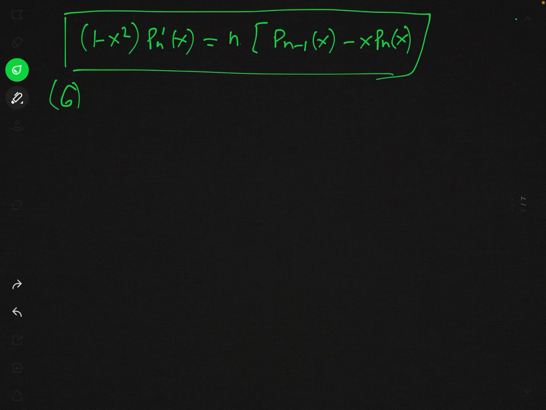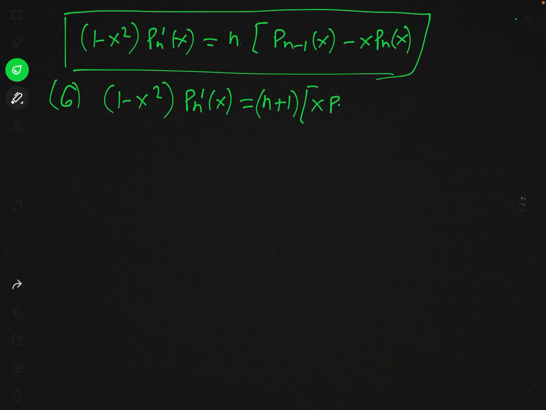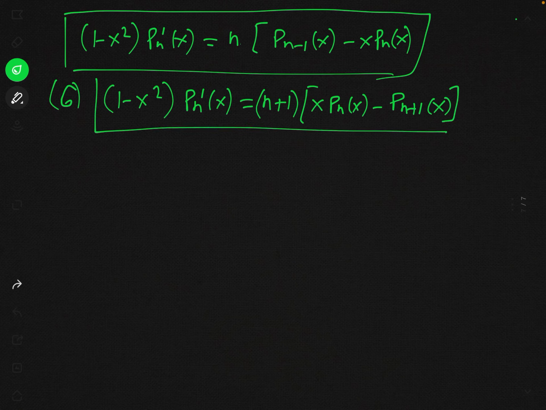So you can see the sixth relation is what? This sixth relation is 1 minus x square into Pn prime of x, and this equals n plus 1 times x into Pn of x minus Pn plus 1 of x. This is actually the sixth recurrence formula.